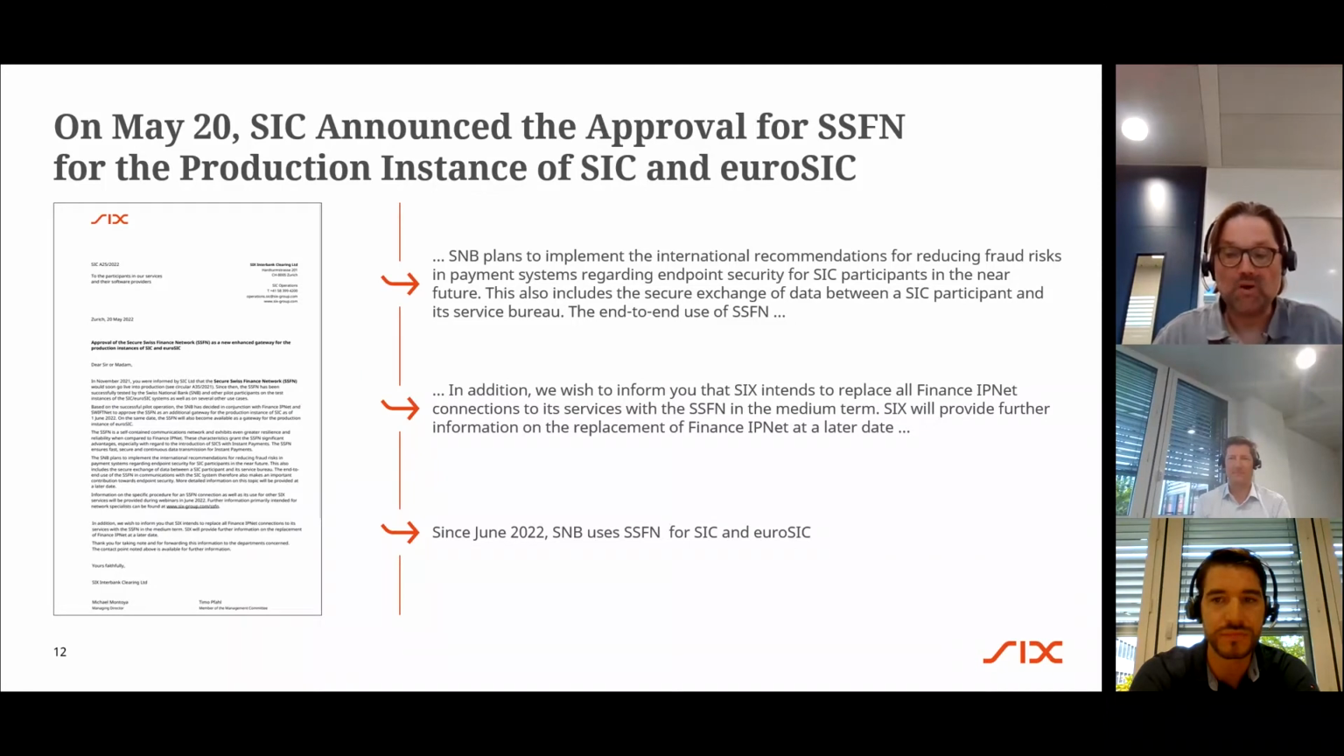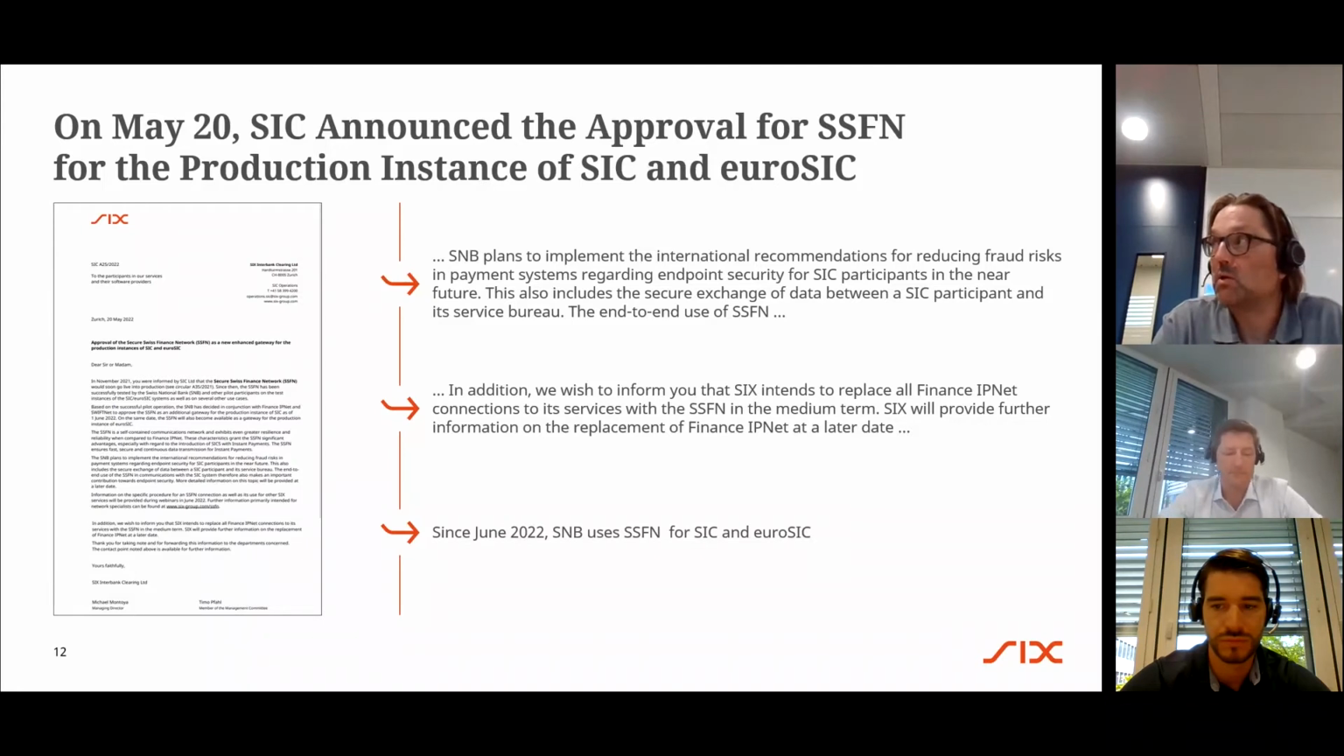And I'm very proud to say that Ssfn is now using Ssfn for their own connection to the SIG system. And yesterday I did check whether everything is working smoothly. It is. And at least for the last 15 days, they used Ssfn only, not Finance IPNet or anything else. So yeah, they really rely on the quality of Ssfn.